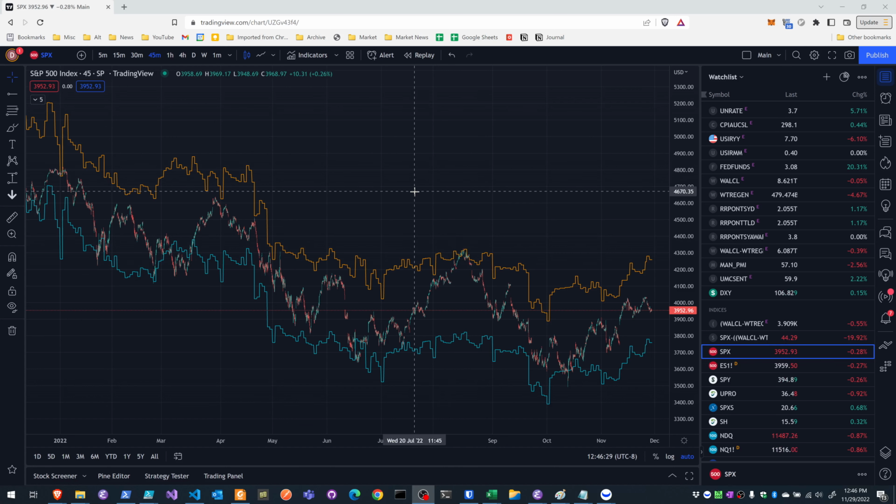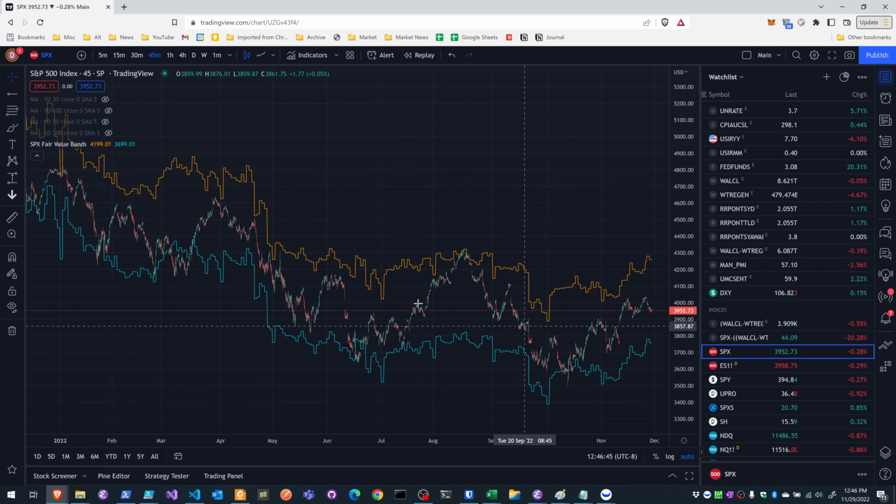Okay, so here we have the S&P 500 chart, and we're also showing the SPX fair value bands, the lower band and the upper band, right? This is using the TradingView indicator for that. I've turned off the actual fair value, so we're just looking at the lower and the upper bands.